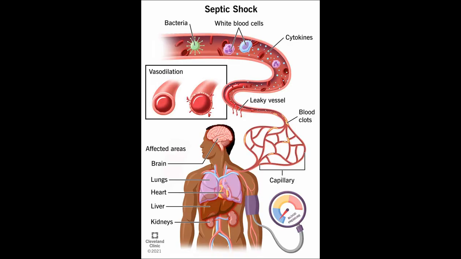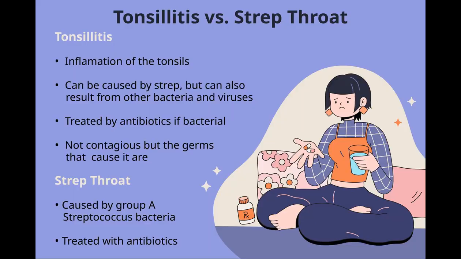Risk factors for both diseases include younger age, exposure to someone with the infection, and a compromised immune system. Here's a closer look at the detailed aspects of strep throat versus tonsillitis, including their causes, symptoms, treatment options, and preventative measures. Causative pathogens: bacterial, Streptococcus, versus viral or bacterial.